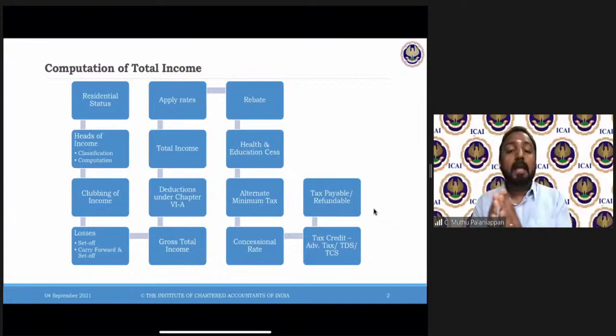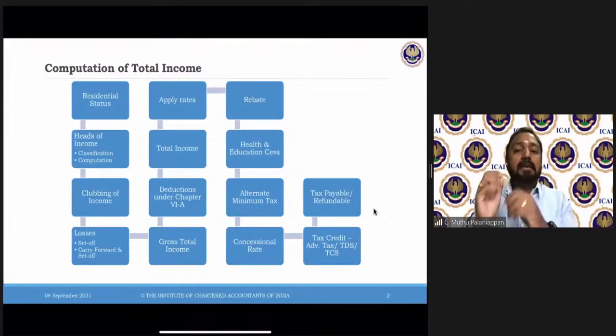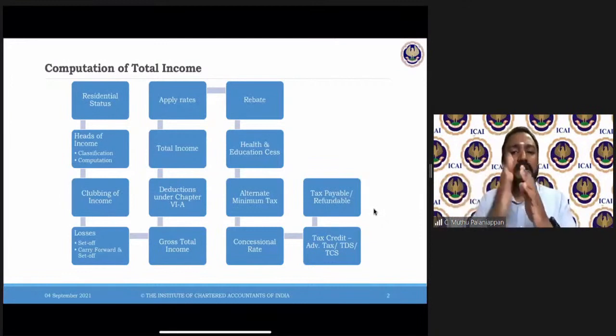You would have studied residential status. The first step of computing total income is to understand the status of the assessee. Is he a resident or a non-resident? In case of an individual, is he an ordinary resident or not ordinary resident? You'd have already studied this. We'll just recap a little bit in the next slide.